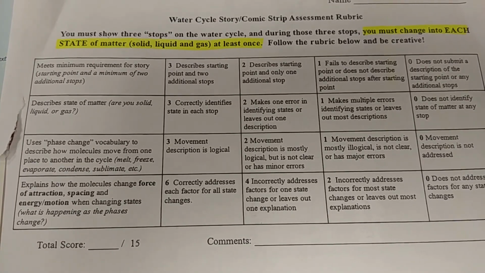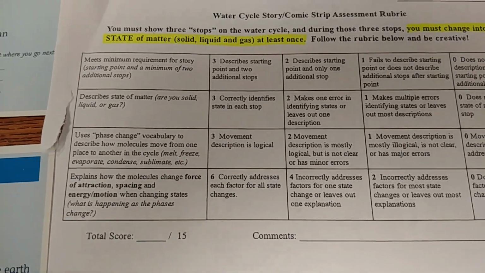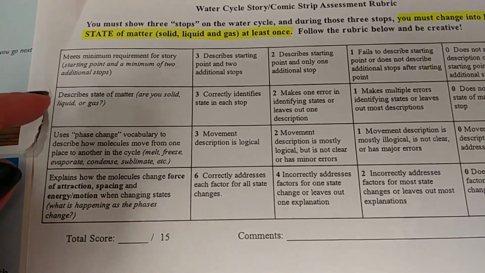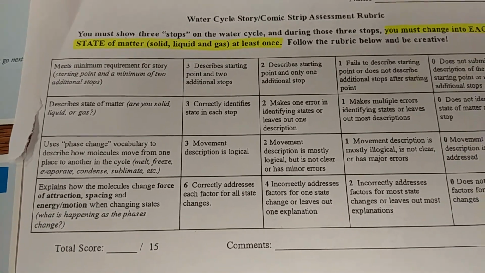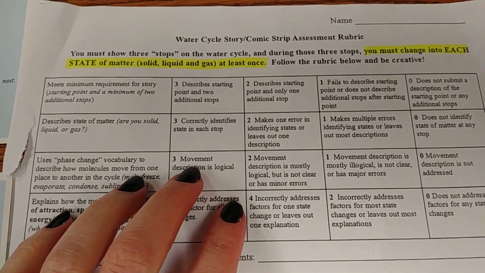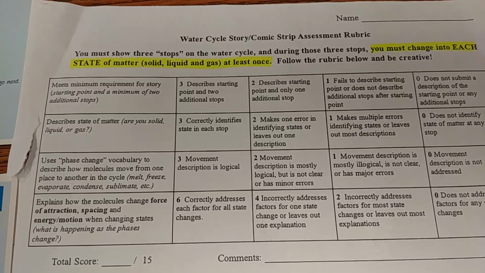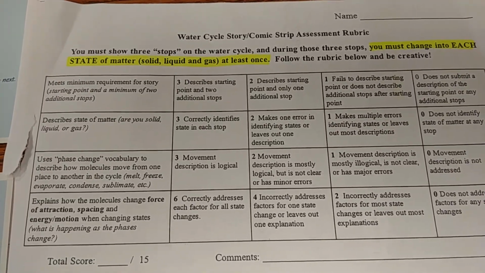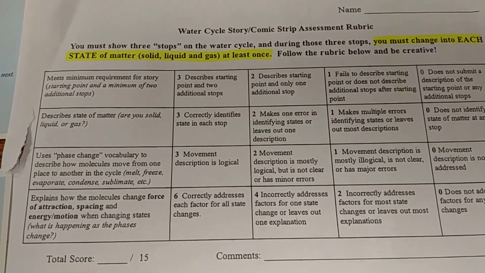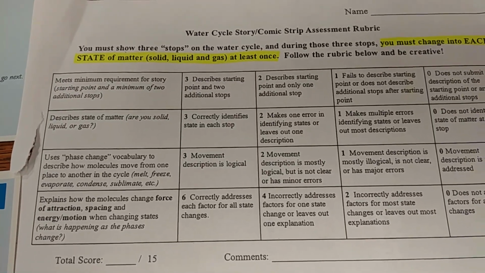Please look at your study guide, or sorry, not your study guide. Look at your rubric, because it's going to tell you what you need to make sure that you do for each stop. So your instructions for the rubric say you have to show 3 stops on the water cycle, and during the stops, you must change into each state of matter at least once. Follow the rubric and be creative.